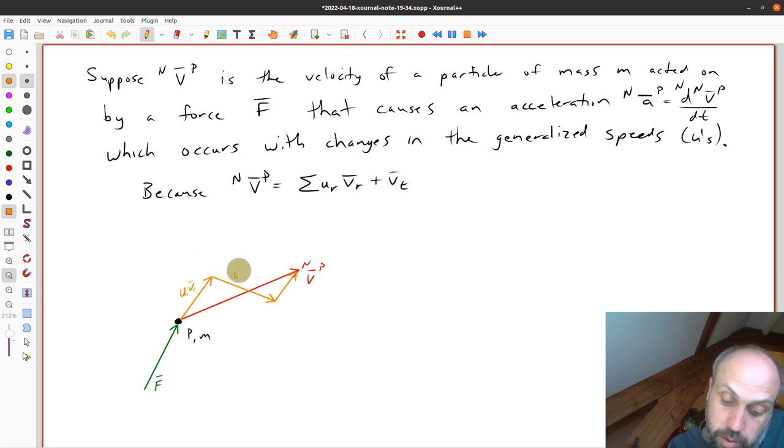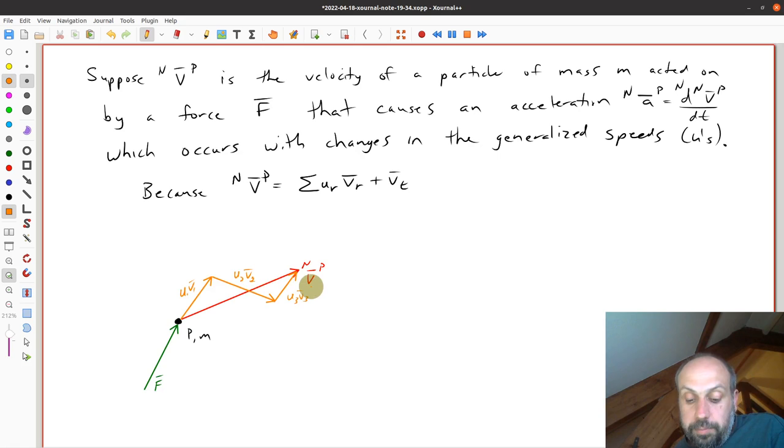So I can write U2, V2, U3, V3, for example. All right. So I have these partial velocities that are associated with the sensitivities of the velocity to each of the generalized speeds. And then I've got a force applied to this. Okay.